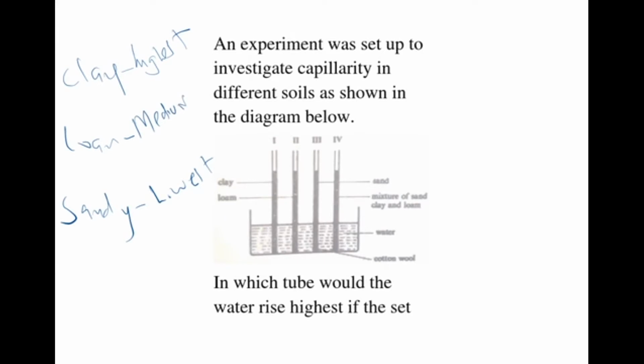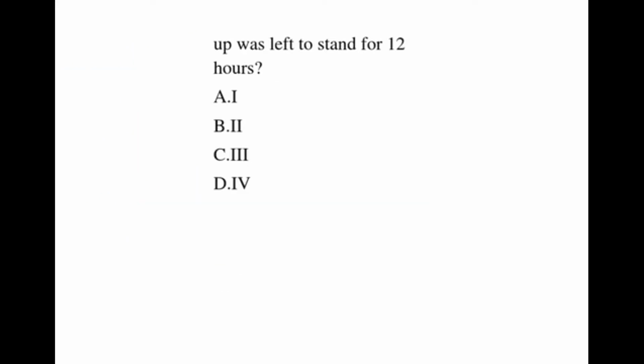Therefore, when the experiment was left for 12 hours, the soil that allowed water to rise the highest was the clay soil, that is Roman 1, since clay has the highest capillarity among the three types of soils. Therefore, the correct answer there is A, that is clay soil.